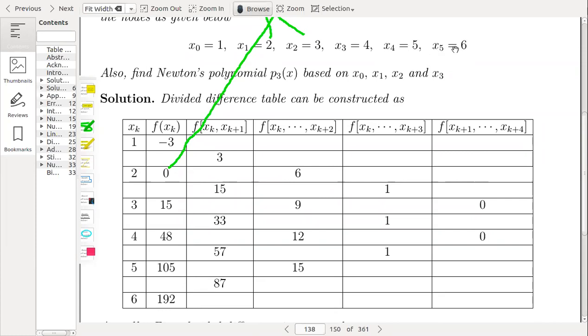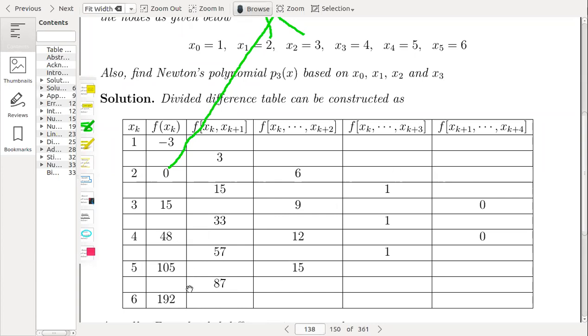So what is the value of f of x5? Value of f of x5 is 192 and value of f of x4 is 105. If you subtract 105 from 192, you will get 87. And 87 divided by 1, because 6 minus 5 equal to 1, it will again be 87. So here you will get the first divided difference corresponding to the points x4 and x5.